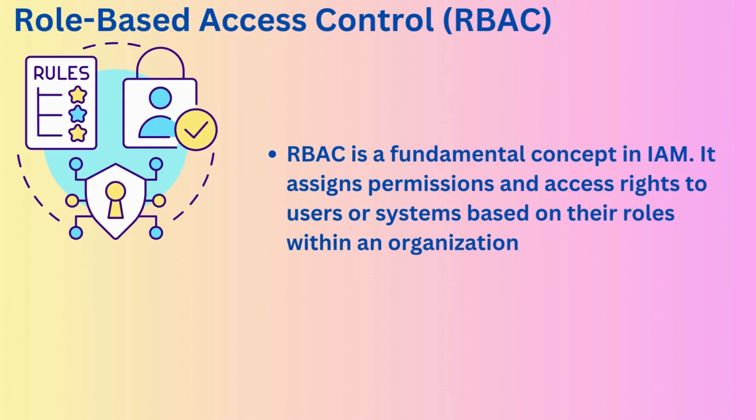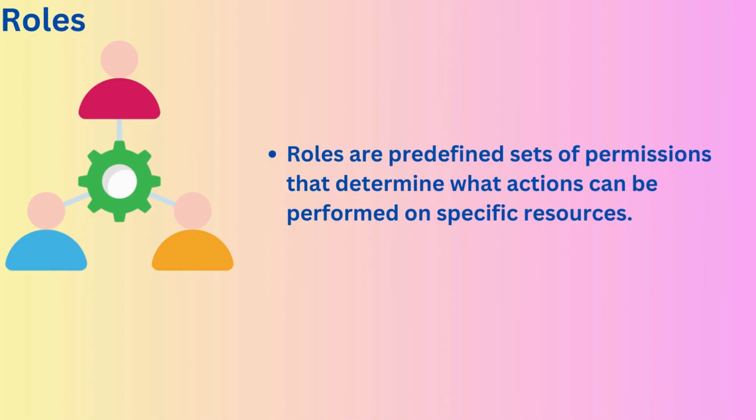Role-based access control. Role-based access control is a fundamental concept in IAM. It assigns permissions and access rights to users or systems based on their roles within an organization. Here's how it works. Roles. Roles are predefined sets of permissions that determine what actions can be performed on specific resources. Common roles might include admin, developer, read-only, etc.